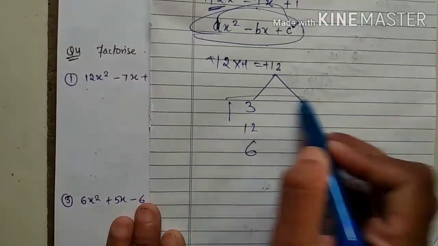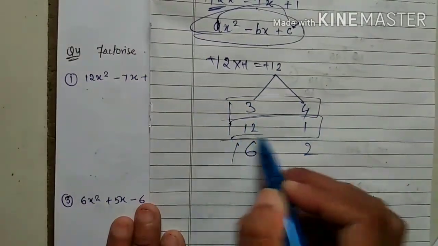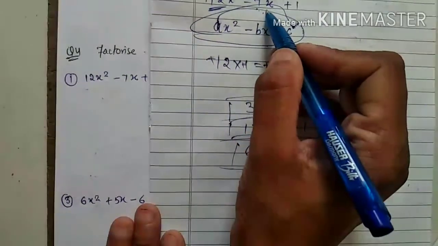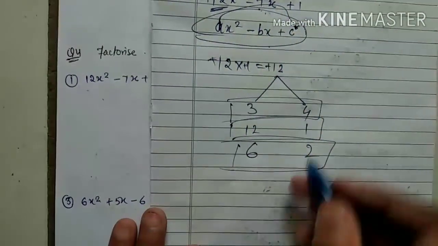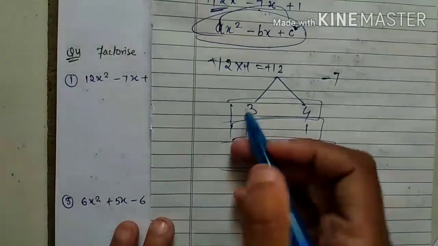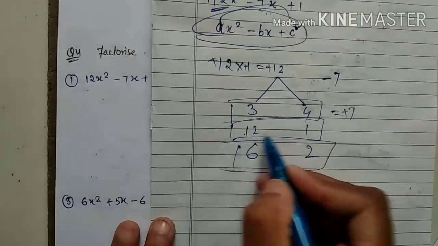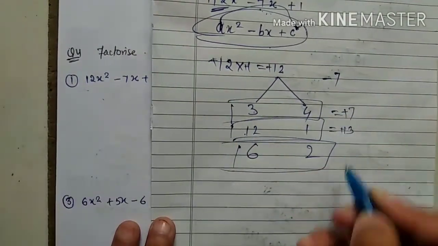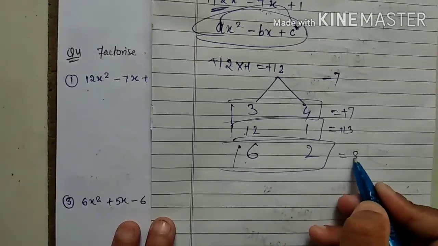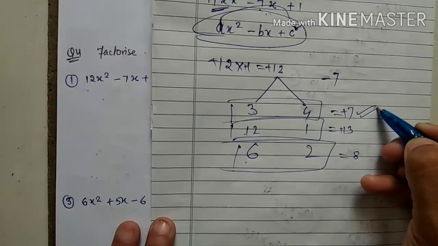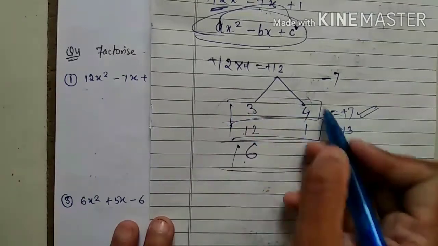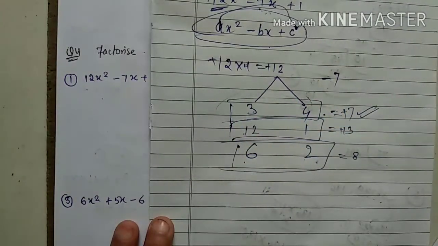Now check which condition is satisfying the 7. And which 7? Negative 7. First, 3 plus 4, I am getting 7, but positive 7. 12 plus 1 becomes 13, positive 13. 6 plus 2 is 8. I am getting this 7 here, but it is positive. So I have to make some sign changes.